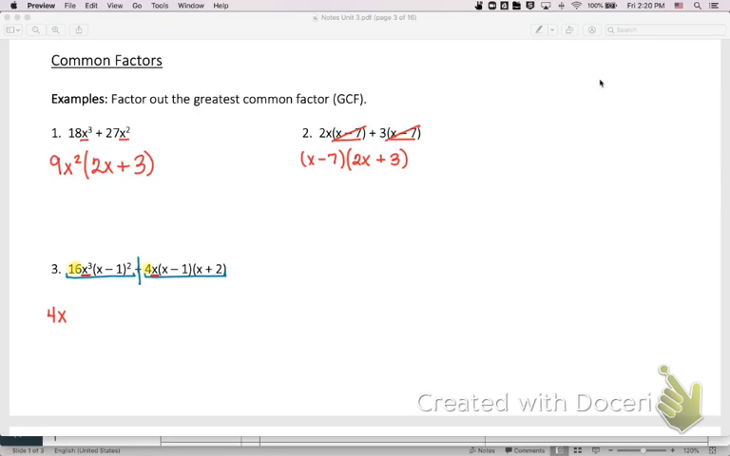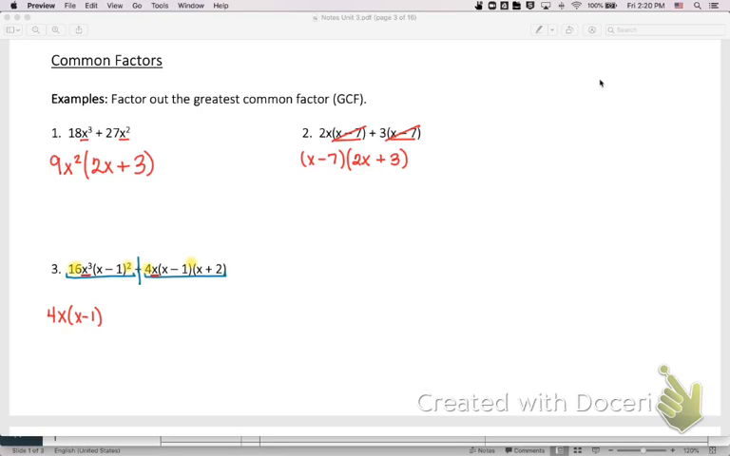They have an x minus 1. But this first term has a squared, and the second one is only to the first power. So again, my least power is x minus 1 to the first. Now, the second one has an x plus 2, but the first one doesn't. So since they don't both have it, we cannot combine that, or we can't take it out from both terms.